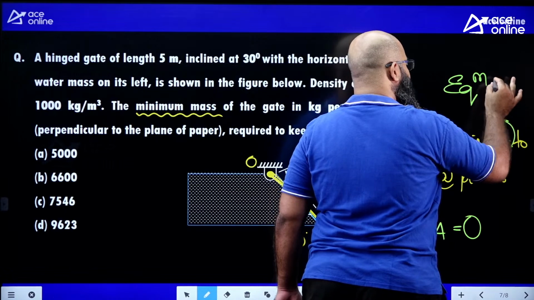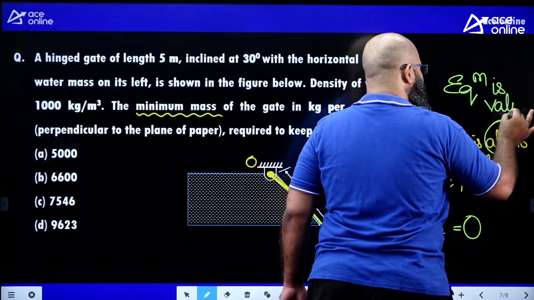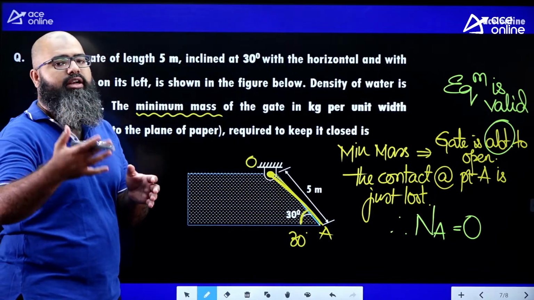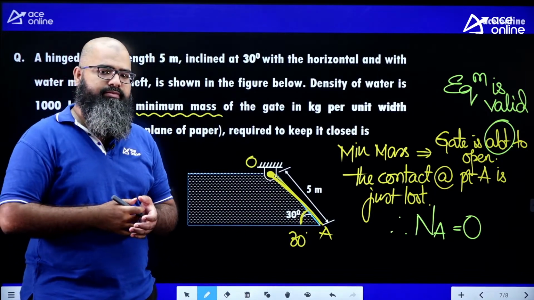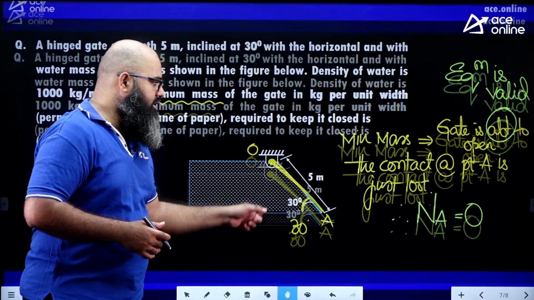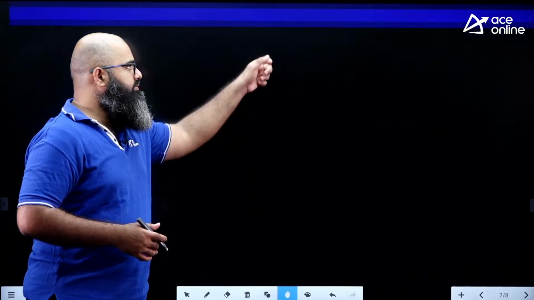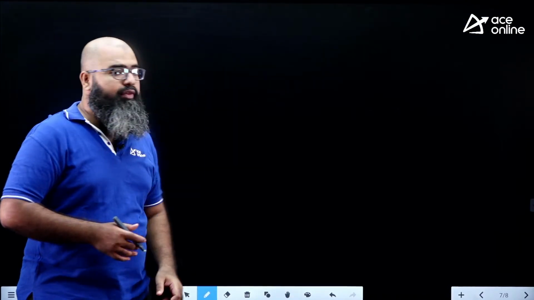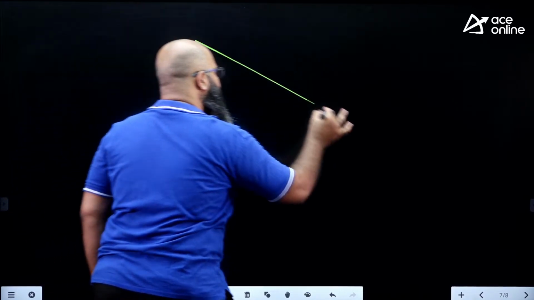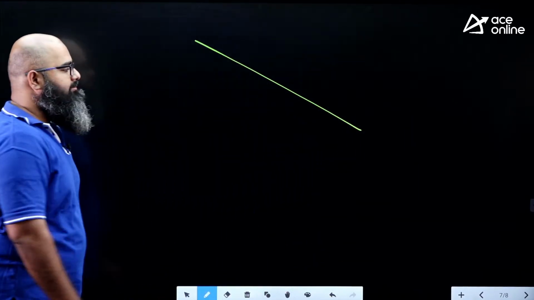Equilibrium is valid. You will be observing many questions from the concept of hydrostatic forces that will eventually convert into equilibrium questions. Okay? Now, how do we solve this particular question? To solve this question, let us say we are drawing the free body diagram of this gate. Let us say the gate is something like this.